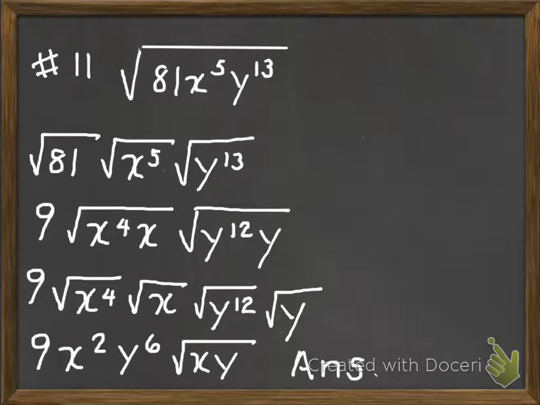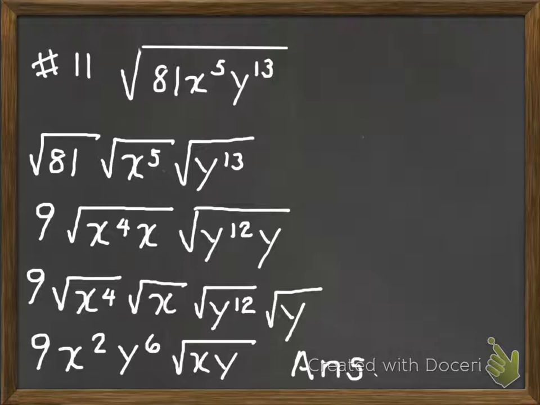Number 11. Simplify the square root of 81 times x to the power of 5 times y to the power of 13. By the product rule, we can rewrite this expression as the square root of 81 times the square root of x to the 5th times the square root of y to the 13th. Now, 81 is a perfect square. The square root of 81 is 9. But the next two factors are not perfect squares.